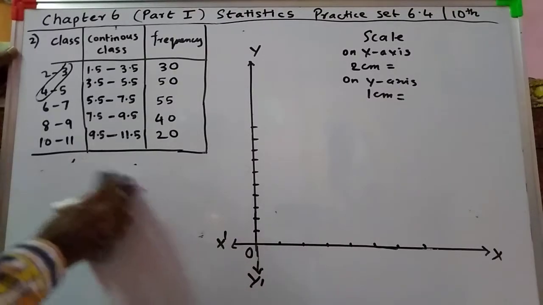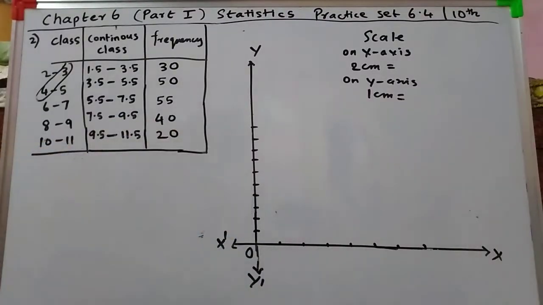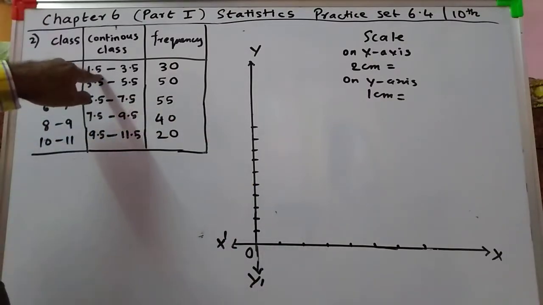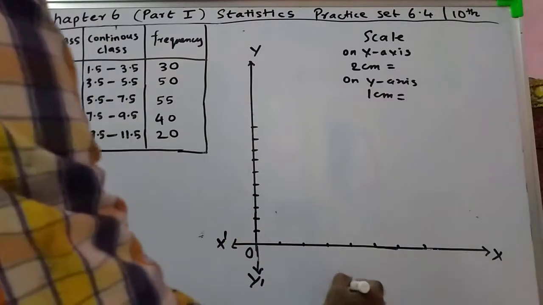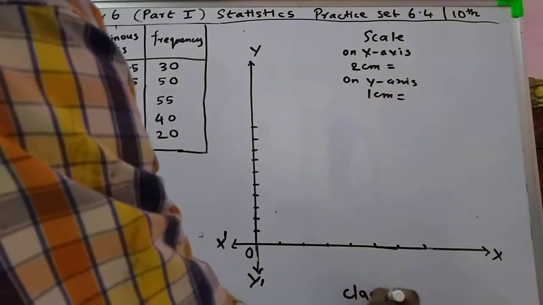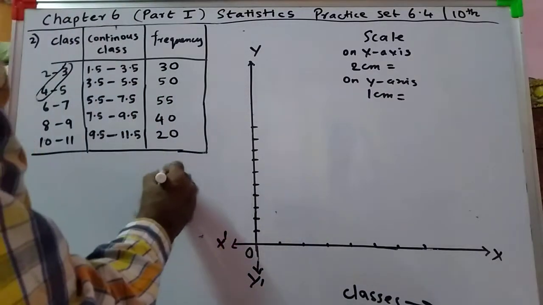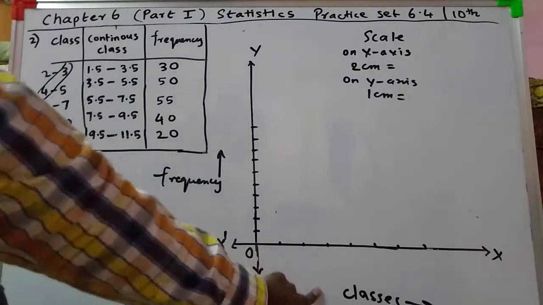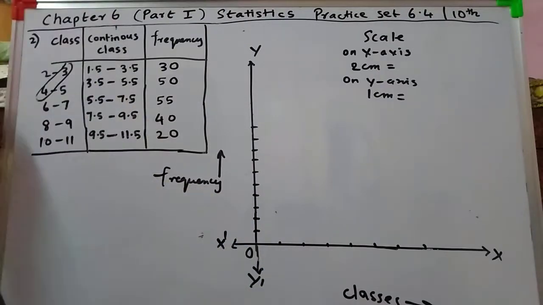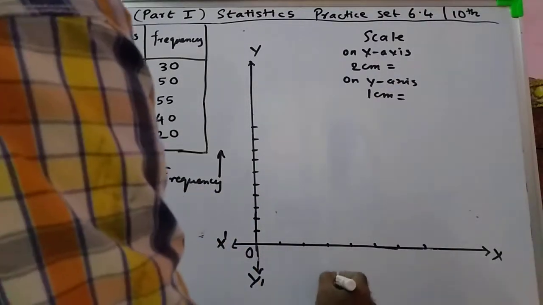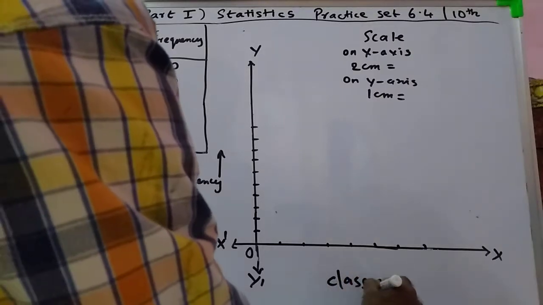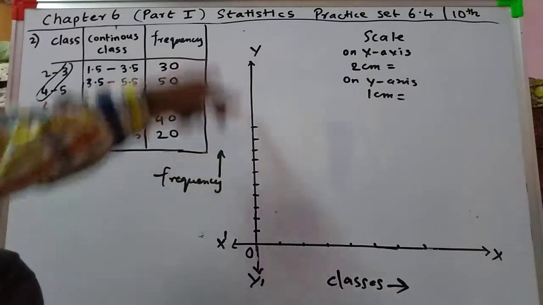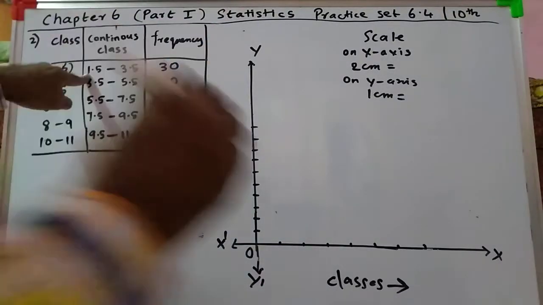Now let's do the graph, the histogram. How to draw this? Classes on the x-axis, frequency on the y-axis. Now take 1.5 here.